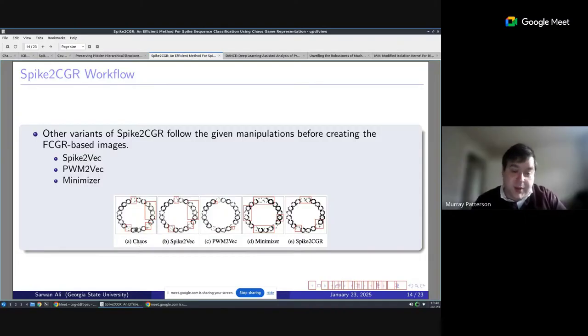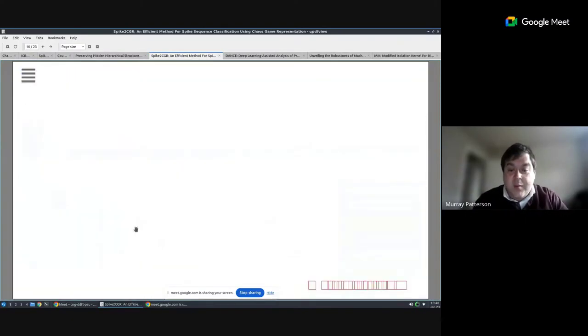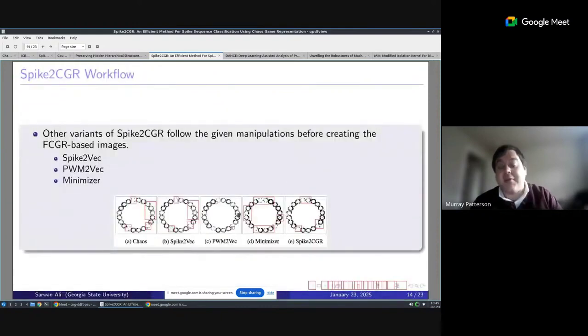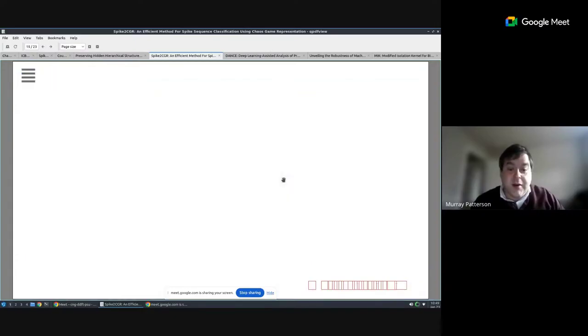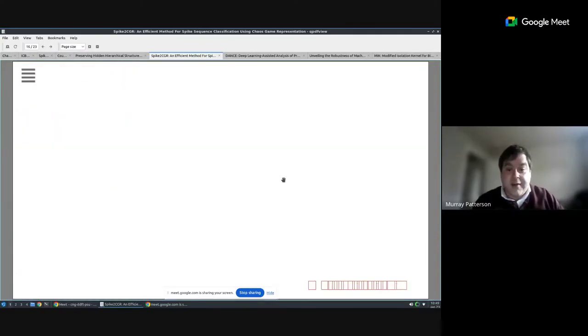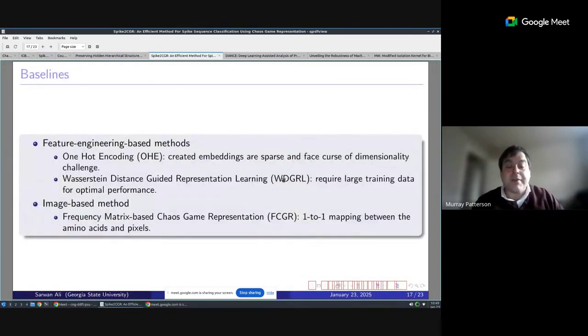So this was just the straightforward chaos game approach, which is really just the generalization of this to an image, and then we were building different embeddings and converting those into images. We ended up with five different representations, and then of course we would run a convolutional neural net on this representation, right?